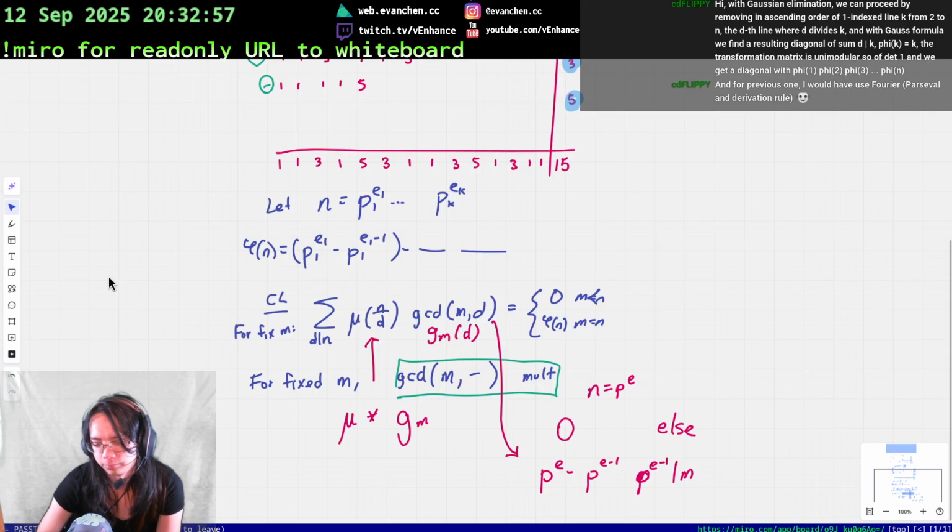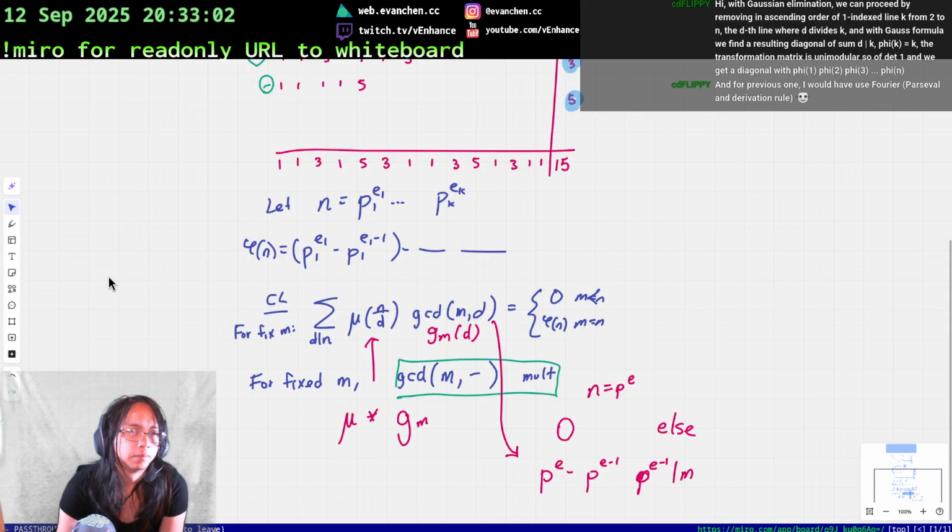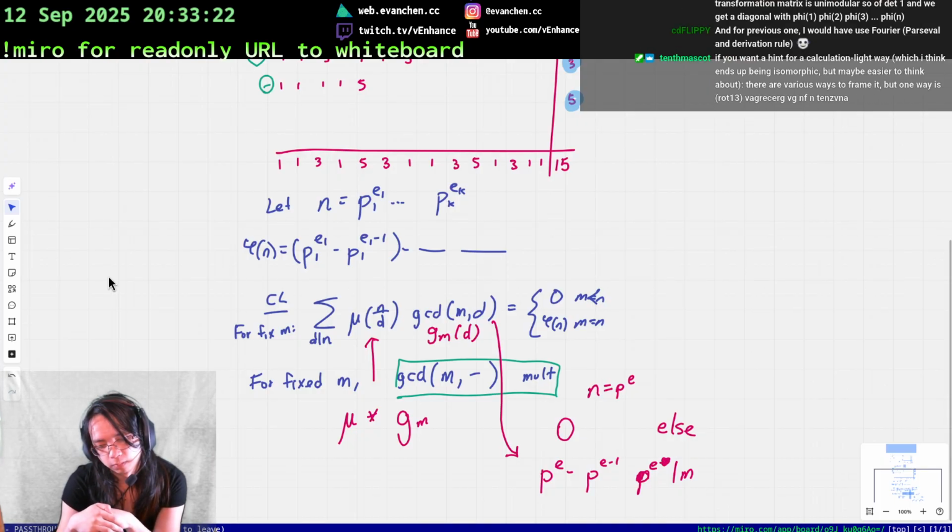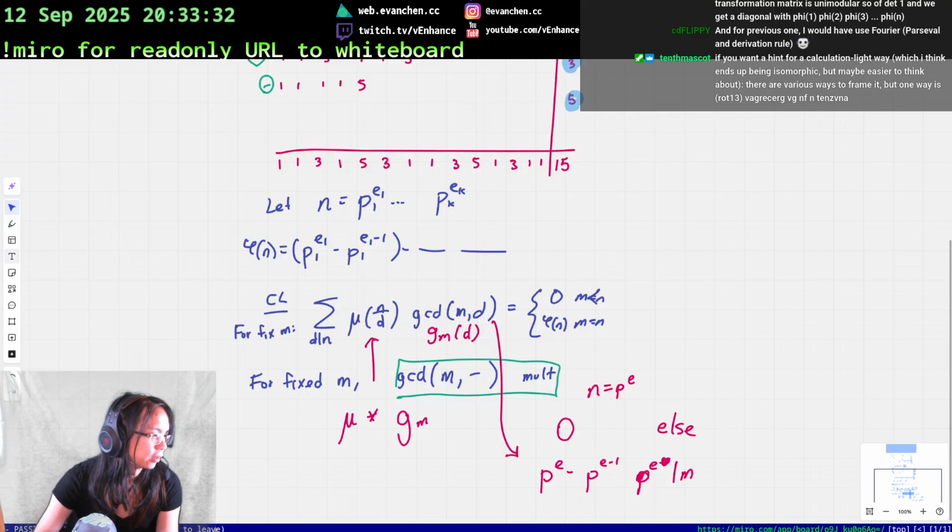Okay, yeah, I think that's just it. And then when m is strictly less than n, then in particular it can't be divisible by every prime power dividing n, so it's okay. Or this is really... calculation right away.